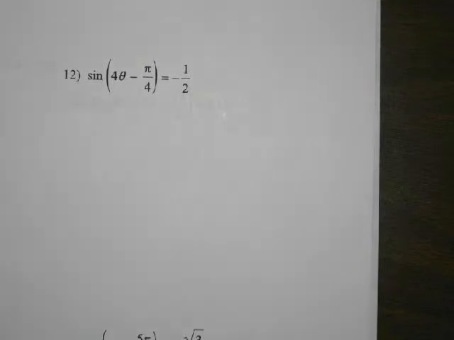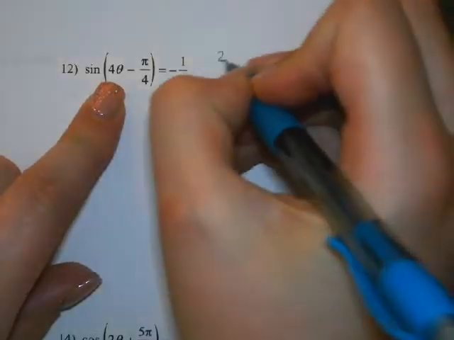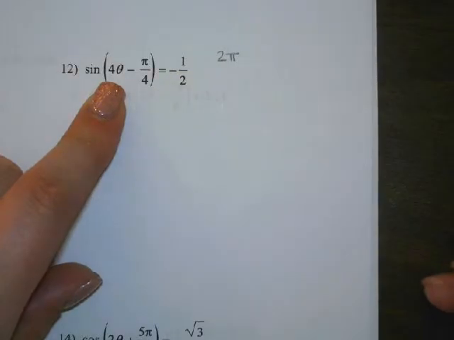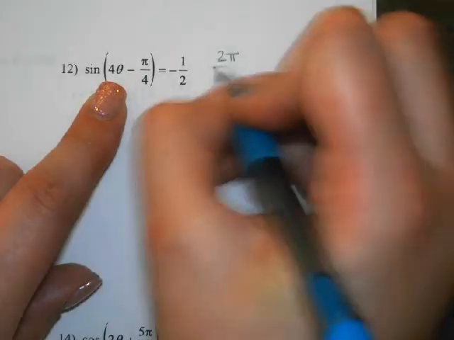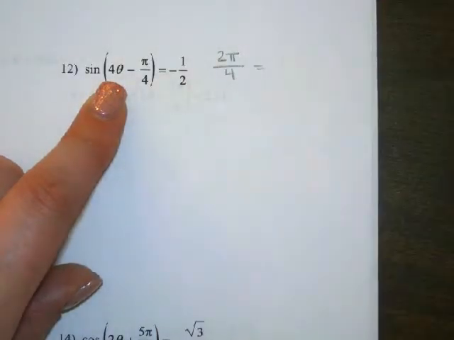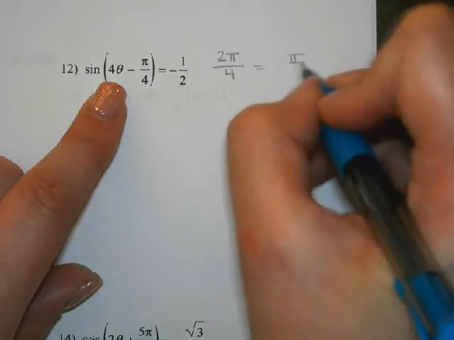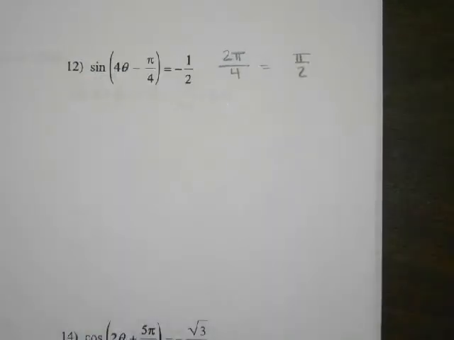So number 12, if we think about the period of a normal graph, the period of a normal graph is 2 pi, right? And we usually have 2 answers for 2 pi. So if I do 2 pi divided by 4, what's the period of my new graph? Pi halves. So that means we have 2 answers for 0 to pi halves, 2 answers from pi halves to pi, 2 answers from pi to 3 pi halves, and 2 answers from 3 pi halves to 2 pi. So that's 8 answers total. Does that make sense how I'm thinking through that?